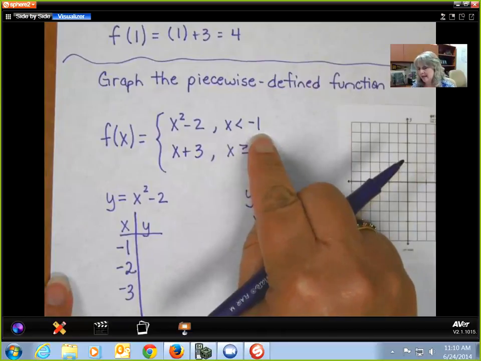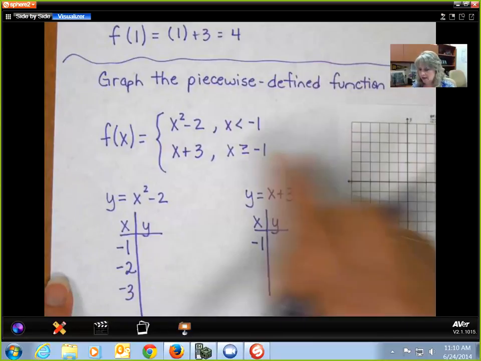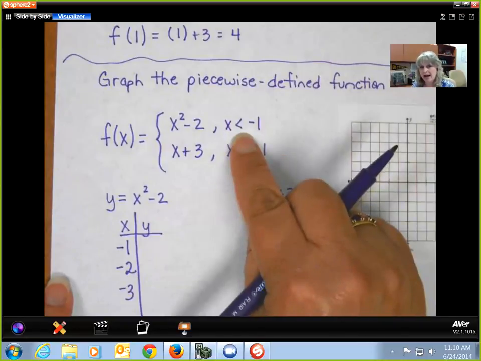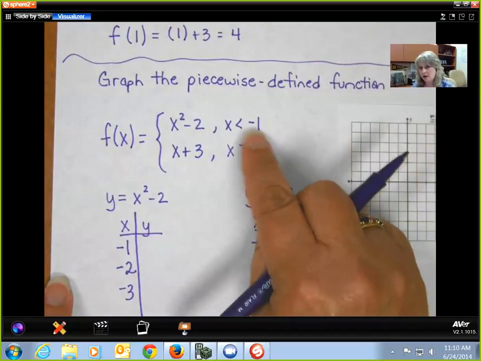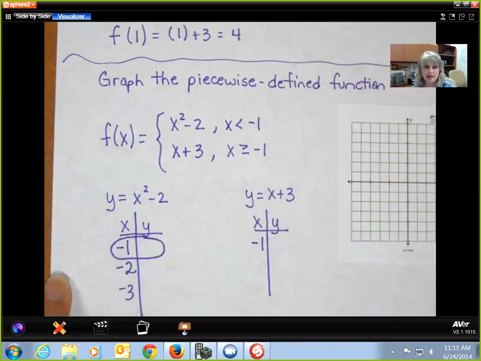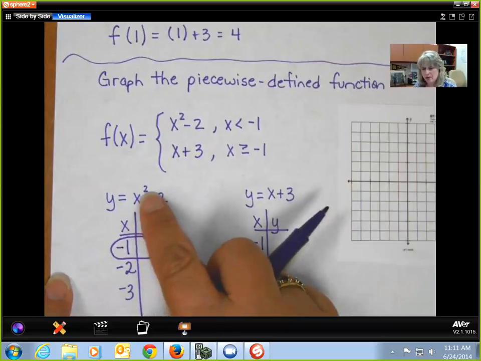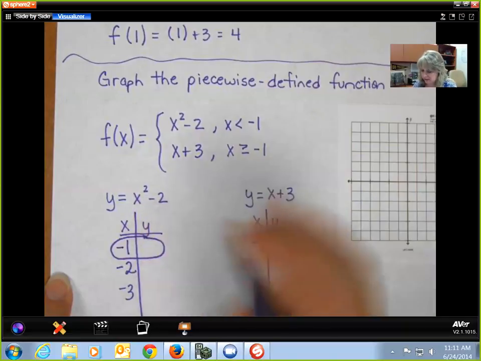So the graph begins there, but it doesn't actually have that point included. It does not have an equal sign. So what I do on my table to remind myself that -1 is not included in this part of the graph, I circle this. Okay, to remind me on my graph, it's going to look like an open circle. Okay, so let's put in -1 into our equation. Of course, -1, if you square it, becomes +1, and 1 minus 2 is -1.